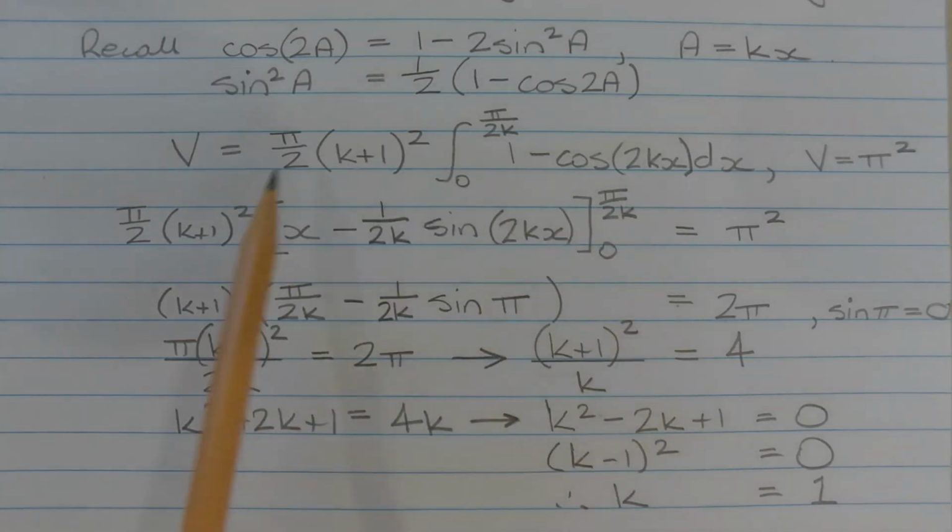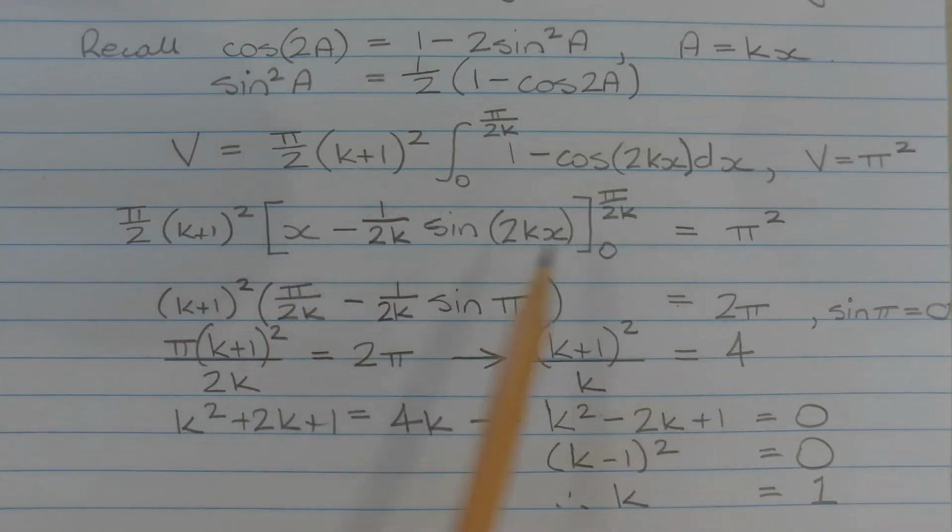Next, I applied the limits of integration and divided both sides of the equation by pi over 2. We get (k+1) all squared times [pi over 2k minus 1 over 2k times sine pi] is equal to 2 pi. Note that sine of pi is equal to 0, so this term here becomes 0. So the equation becomes pi times (k+1) all squared over 2k is equal to 2 pi.